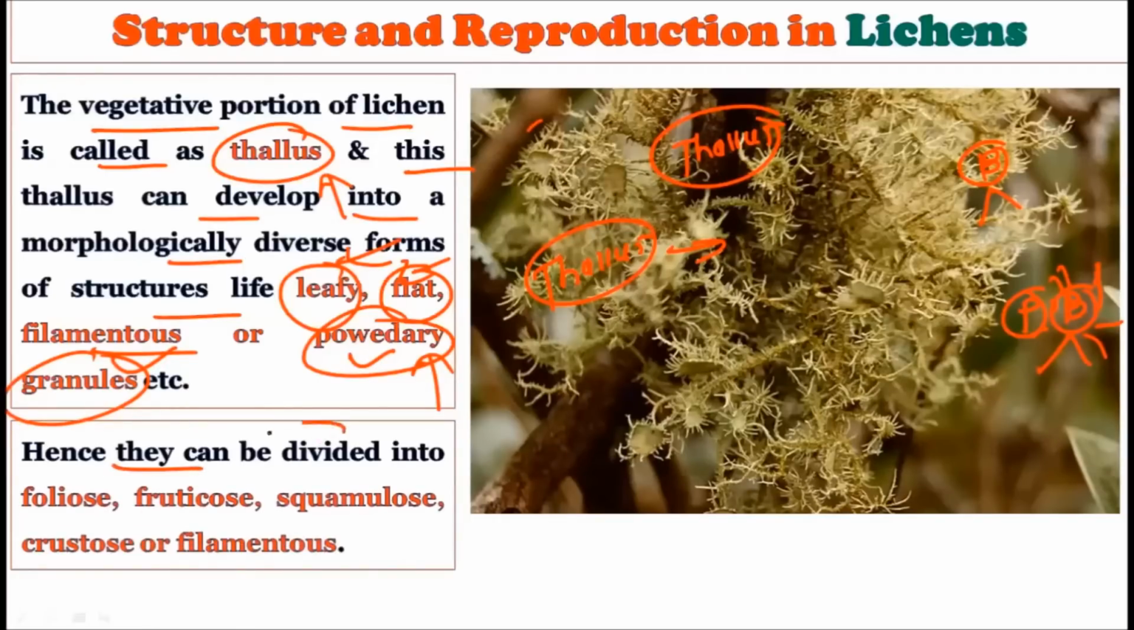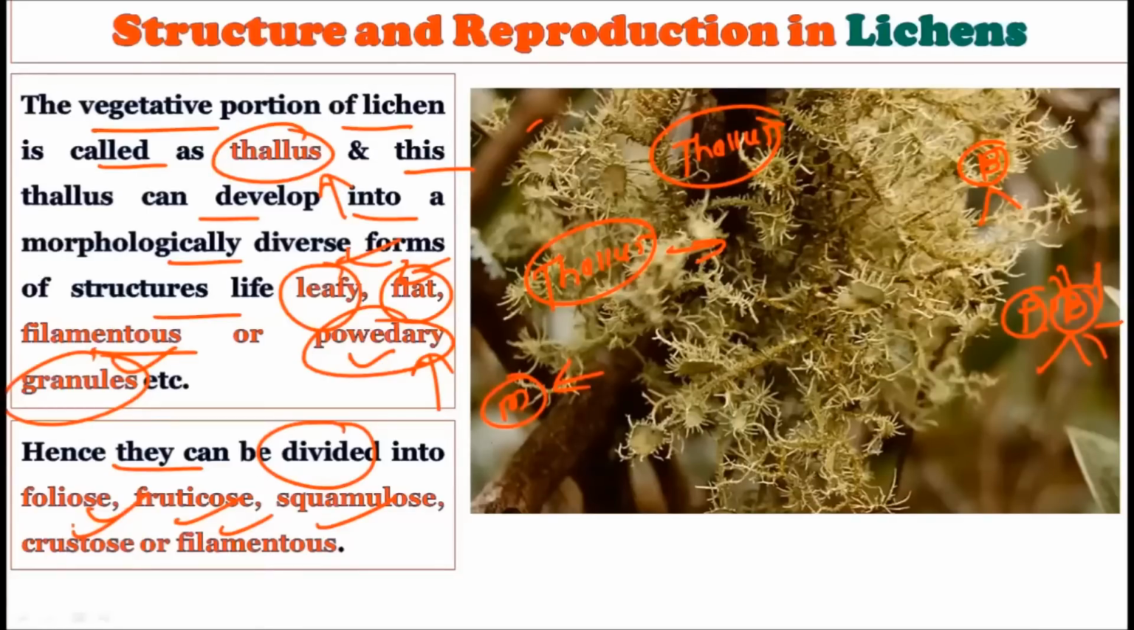Hence we divide them into Foliose lichen, Fruticose lichen, Squamulose lichen, Crustose lichen, or Filamentous lichen, depending upon their morphological characteristics. If you carefully observe the morphological characteristics of all these lichens, we can divide them into morphologically different forms: Foliose lichen, Fruticose lichen, Squamulose lichen, Crustose lichen, and Filamentous lichen.